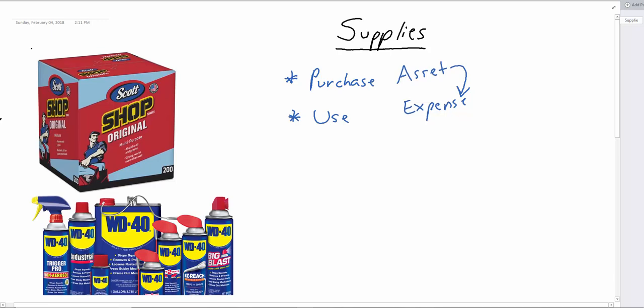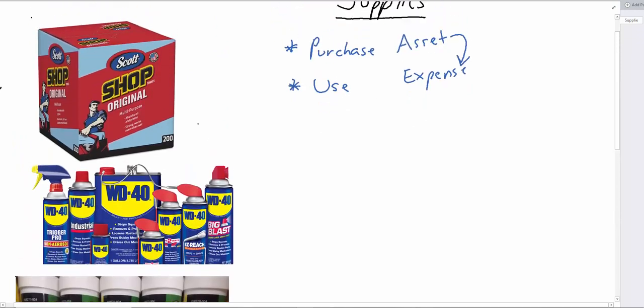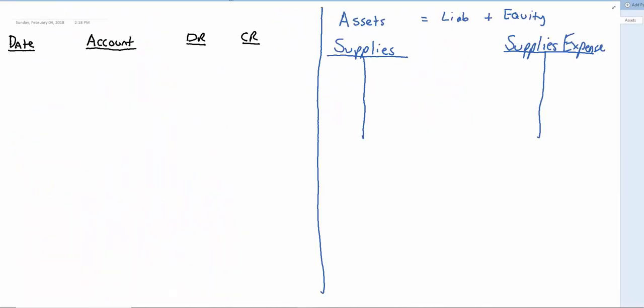So I'm going to assume that the landscaping company that we're looking at here bought $1,000 in supplies. And they did that at the beginning of the month. We'll say May the 1st. And we went out and we bought $1,000 worth of supplies, and we paid cash for them. So I'm just going to debit supplies, and I'm going to credit my cash account.